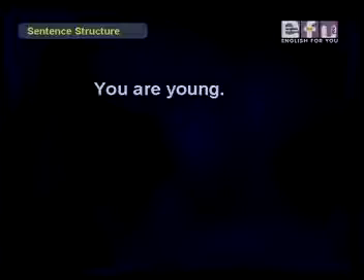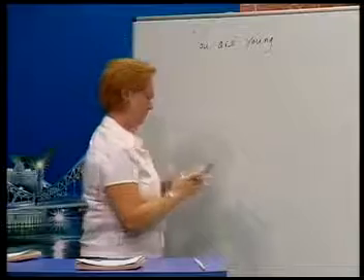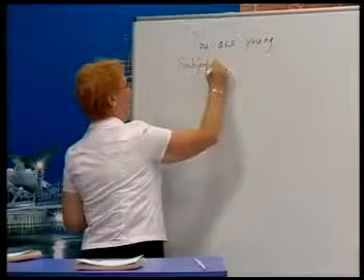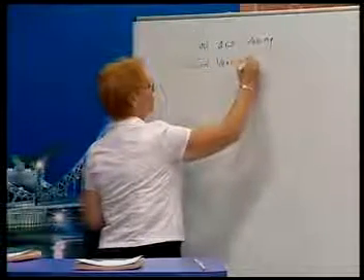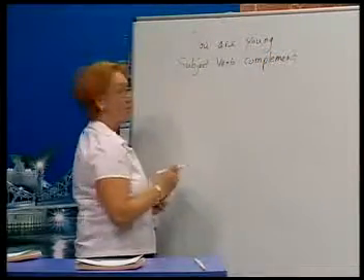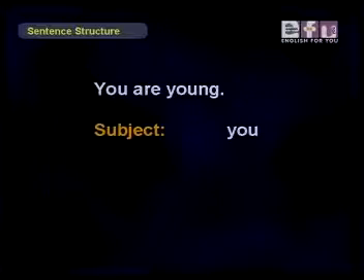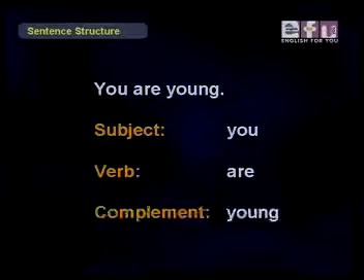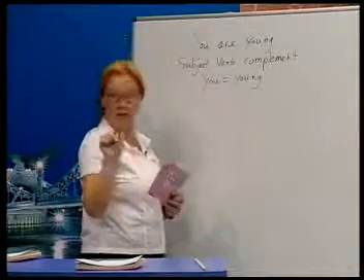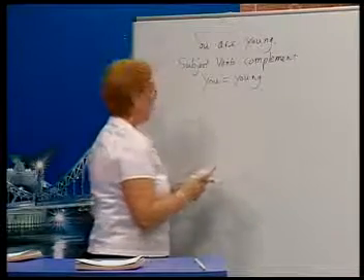Now before we saw this sentence, you are young. You are young. And these are the parts: subject, verb, and complement. And remember, you are young. Subject, verb, complement. Because you are young.